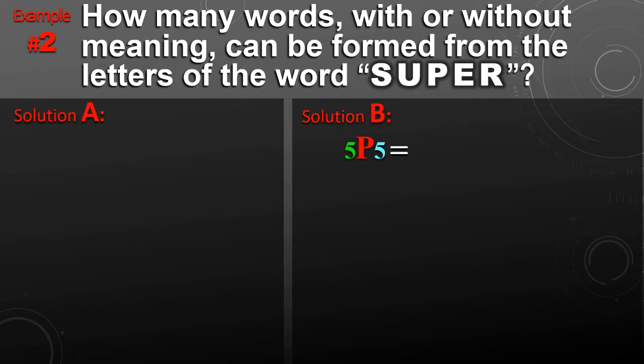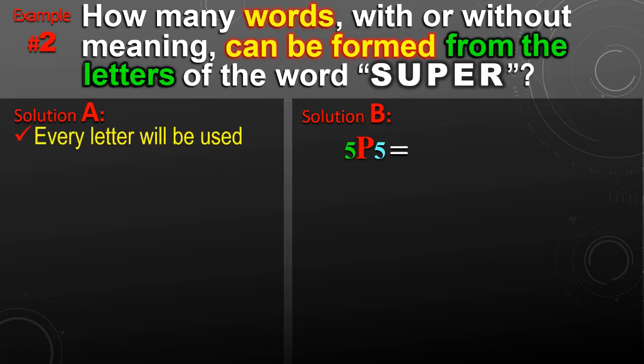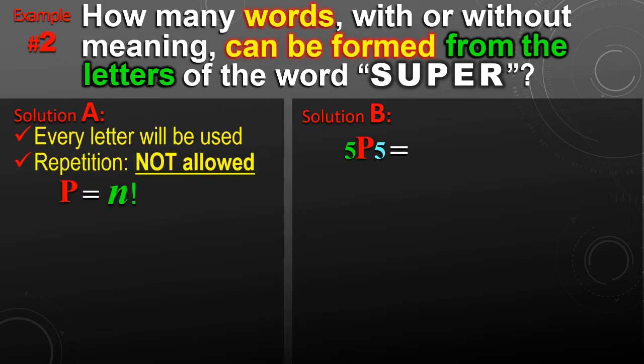Example number 2. How many words with or without meaning can be formed from the letters of the word super? Take a look at the given problem. We are dealing with words and we are going to form the given word with or without meaning. So the word is super. So there will be solution A and solution B. For solution A, every letter will be used and repetition is not allowed. So we are going to use linear permutation.